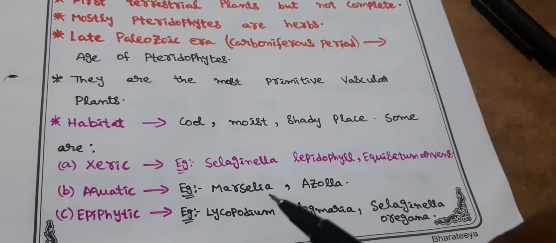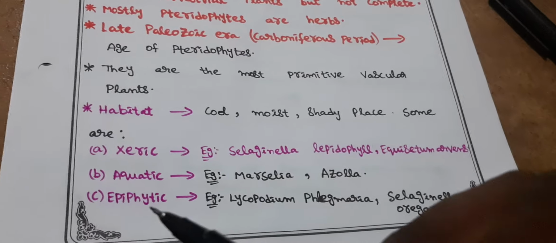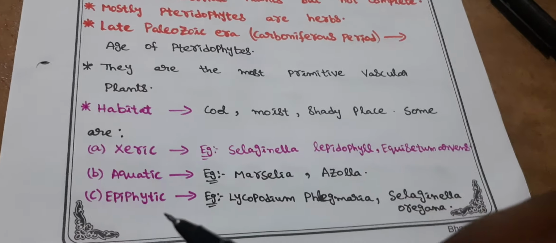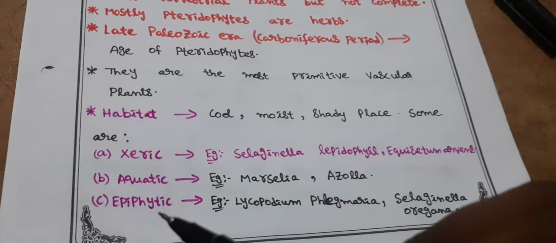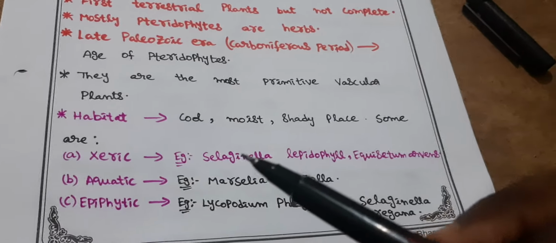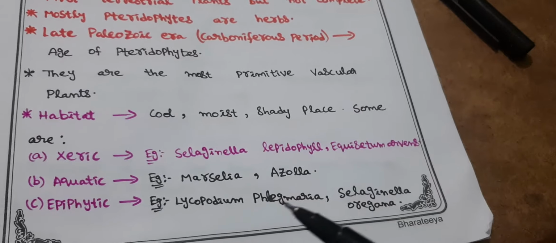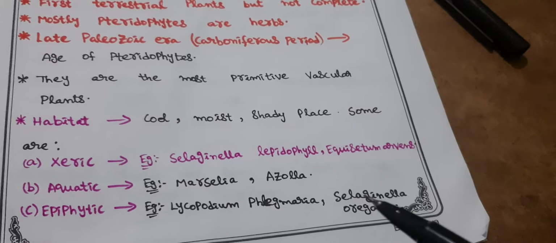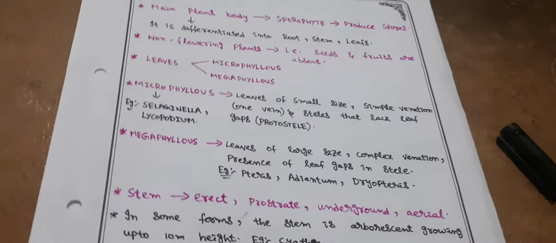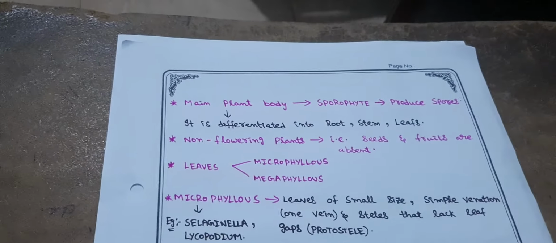Examples, Marsilea and Azolla. And even some are epiphytic. What is epiphytic? Epiphytic means plants which grow on stems of other plants. Those are known as epiphytic plants. Examples, Lycopodium phlegmaria and Selaginella oregana. Don't worry about the notes, guys. I'll display these papers in the last minute of my video. You can take the pictures.